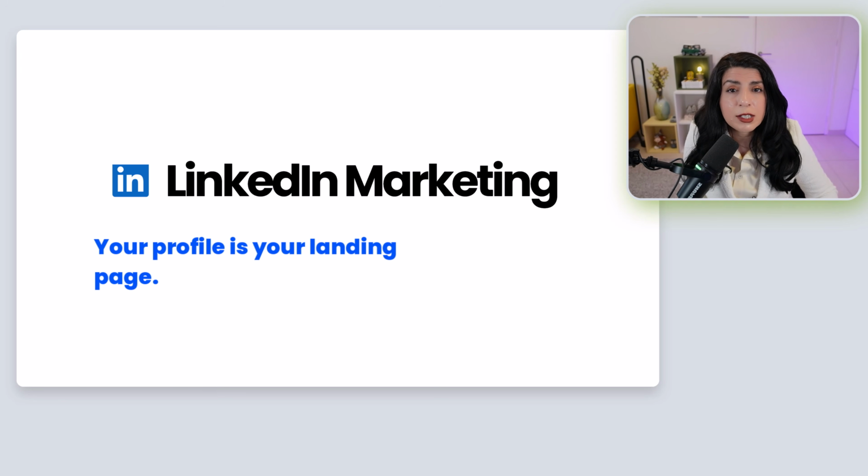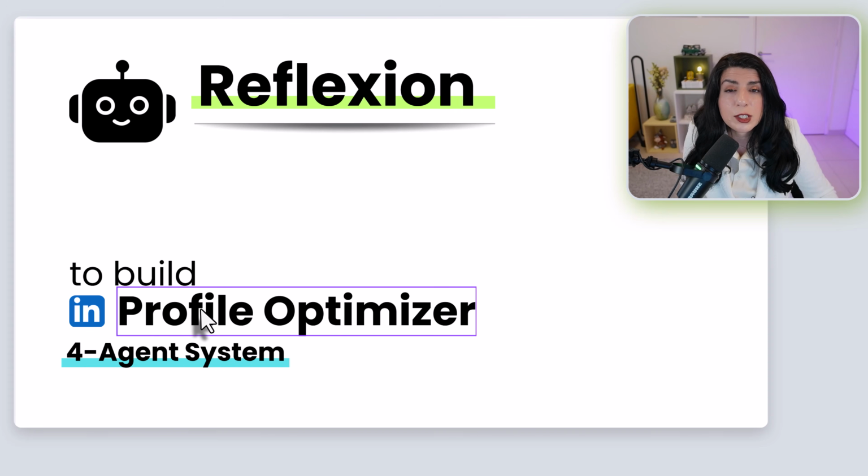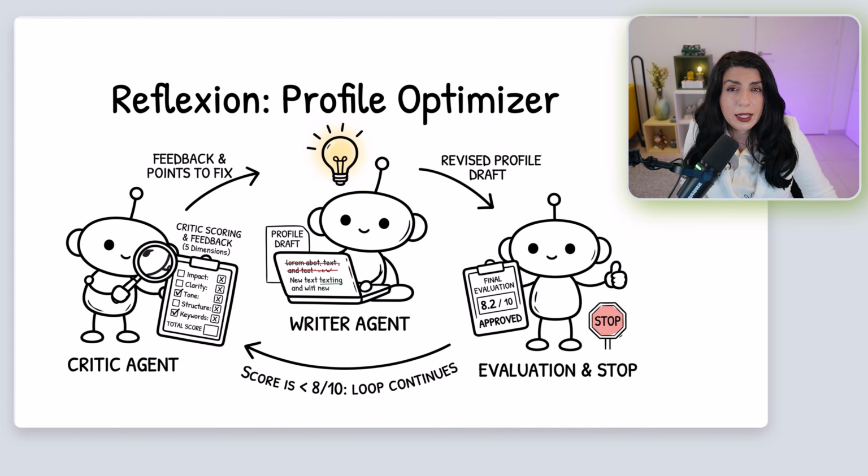And rewriting it once and hoping for the best is not a strategy. So what should I do? I use Reflexion for profile optimization, a 4-agent system. The plan I was thinking was a writer agent writes your headline and your about section, then a critic agent reads it and scores it on 5 dimensions: ICP attraction, keyword optimization, clarity, outcome, and call to action.